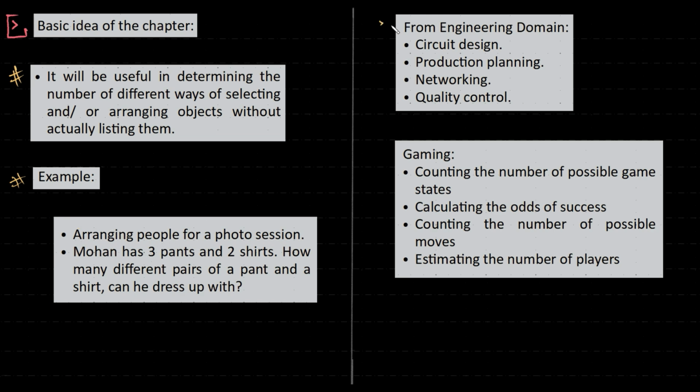Or if you want complicated scenarios, here are a few of them. Circuit designing, production planning, networking, quality control, all of these engineering problems can be solved with permutation and combination. Gaming: counting the number of possible game states, calculating the odds of success, counting the number of possible moves, estimating the number of players. This is practically needed when we have to build a game. Again, we will never know just by arranging and thinking about it. The maths will tell us how many possibilities there are. It's quicker.